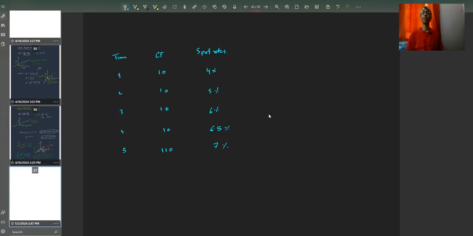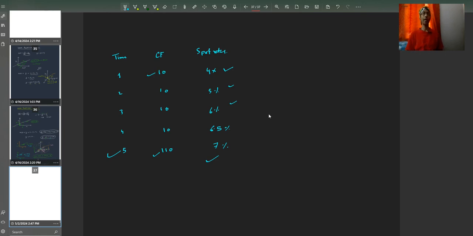Now friends, here we have just jotted down whatever assumptions we had made. Maturity of 5 years, coupon of 10 and face value of 100. The rates are 4, 5, 6, 6.5 and 7% at each of these times, right? Now for key rate duration, what we have to do is find out the impact of the change of each of these spot rates, for example, this one or this one or this one, individually on the price of the bond, right?